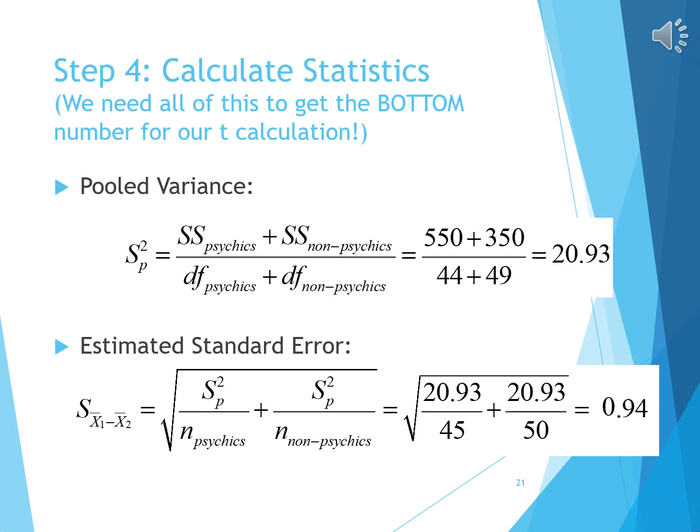We know that for the degrees of freedom, each of those samples is going to be n minus 1. And we saw in the previous slide, if we got 45 psychics and 50 non-psychics, then 45 minus 1 gives us 44, and 50 minus 1 gives us 49, and that is going to be the total degrees of freedom on the bottom denominator of the pooled variance equation. Let's say that we found the sums of squares was 550 for psychics and 350 for non-psychics, and so you get a total pooled variance of 20.93.